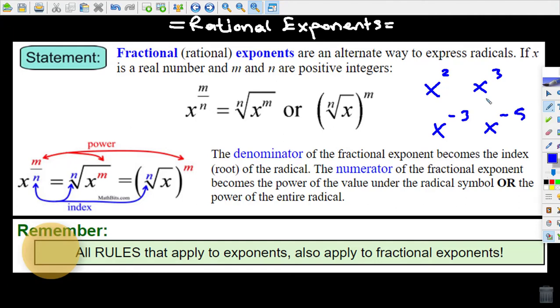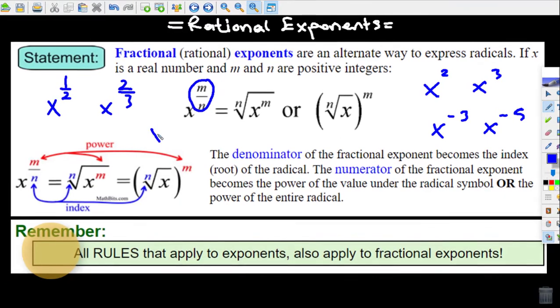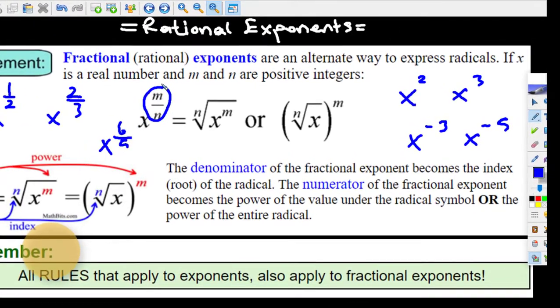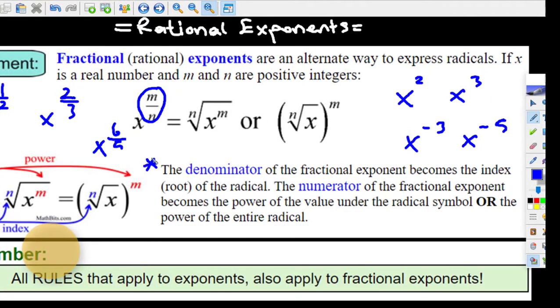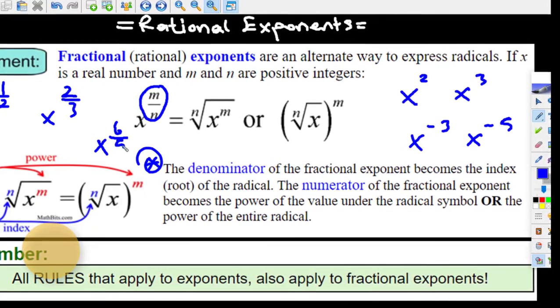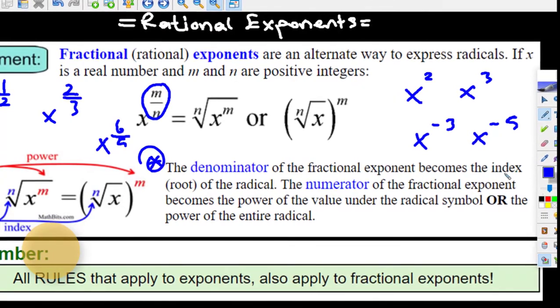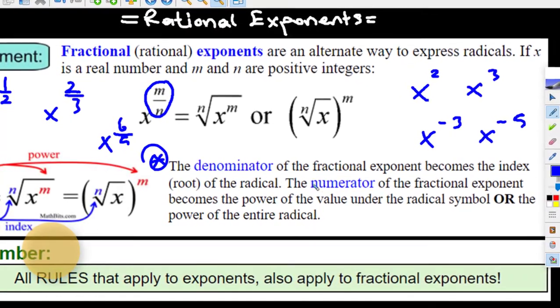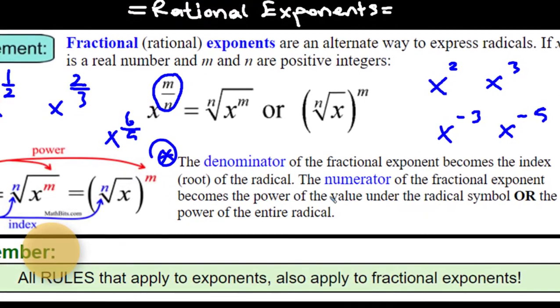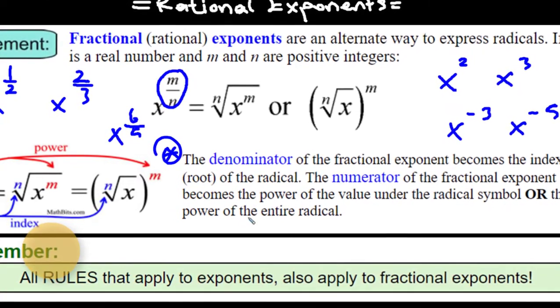But in this case, we're going to see the exponent as a fraction, like m over n. So we're going to see x to the power of 1/2, or x to the power of 2/3, or x to the power of 6/5. Let's read this expression, which is very important. The denominator of the fractional exponent, in this case 5, becomes the index or the root of the radical, and the numerator of the fractional exponent, in this case 6, becomes the power of the value under the radical symbol.